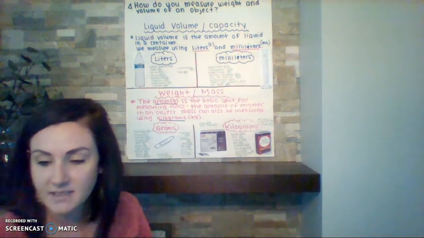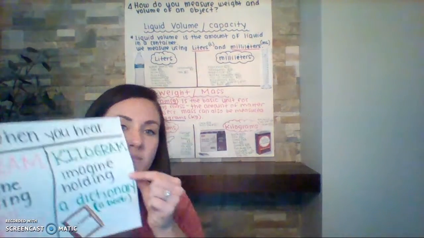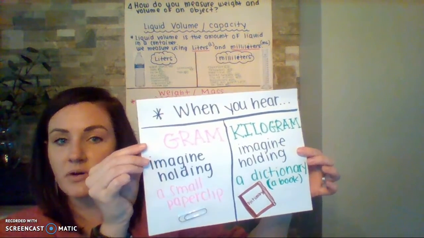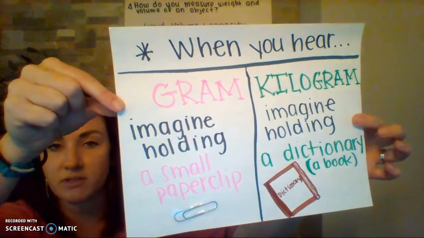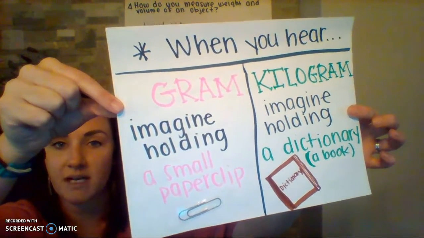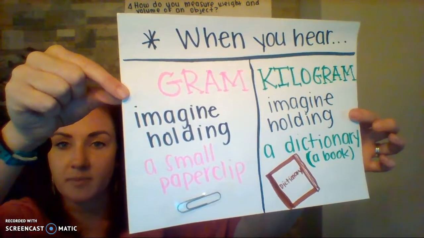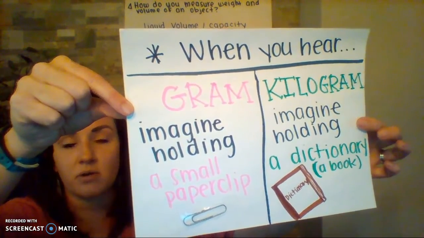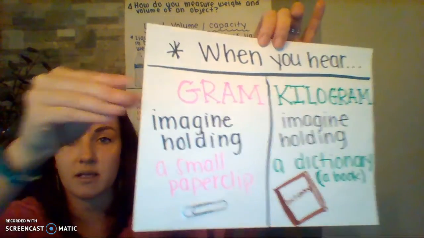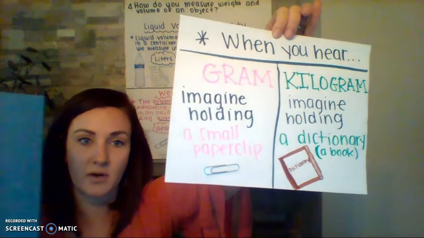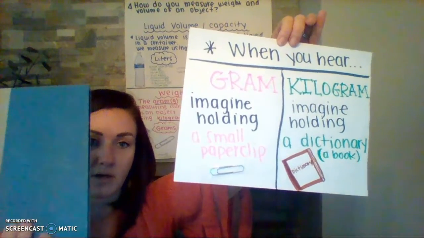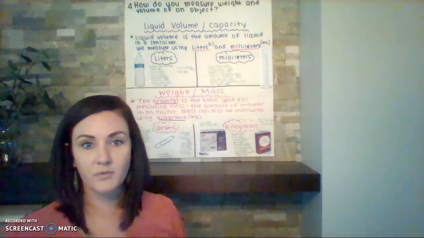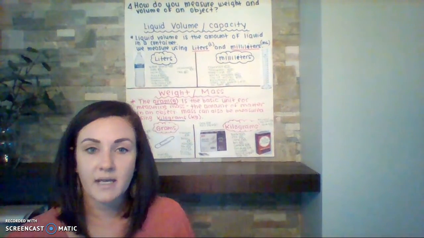But before we get to that, I want you to think. When you hear gram, imagine holding a small paper clip. As you see there, I taped on a paper clip to give you an idea of what a gram would be. Now when you're thinking of a kilogram, imagine holding a dictionary or a book. A kilogram weighs more than a gram, so we compare a dictionary or a book to a paper clip.